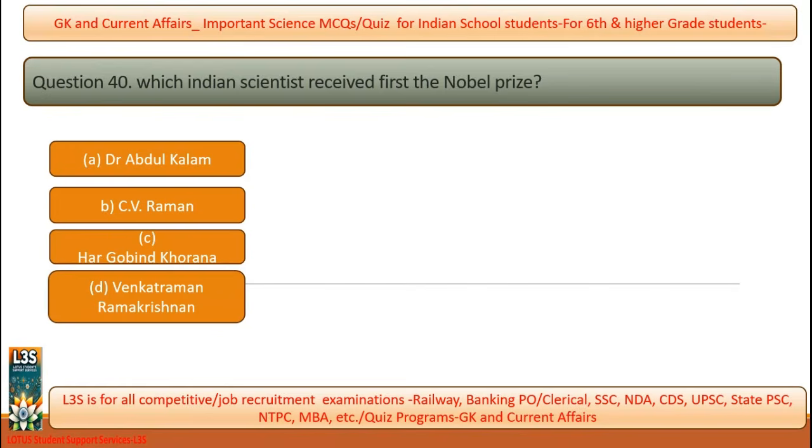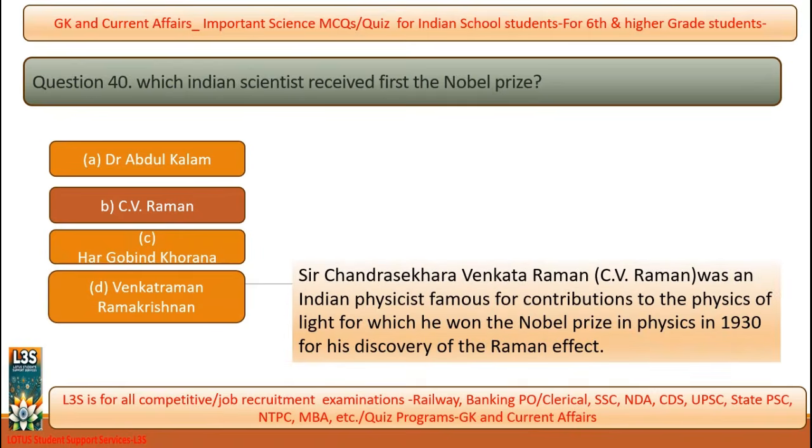Which Indian scientist received the first Nobel Prize? Options are Dr. Abdul Kalam, C.V. Raman, Hargobind Khurana, and Venkataraman Ramakrishnan. And the right answer is B, C.V. Raman. Dr. Chandrasekhar Venkat Raman, in short C.V. Raman, was an Indian physicist famous for his contribution to the physics of light, for which he won the Nobel Prize in Physics in 1930 for his discovery of the Raman effect.